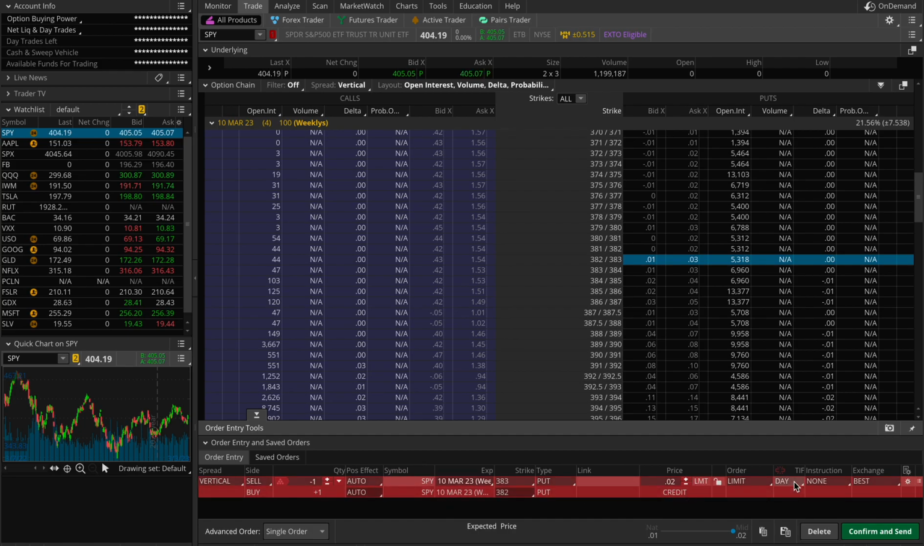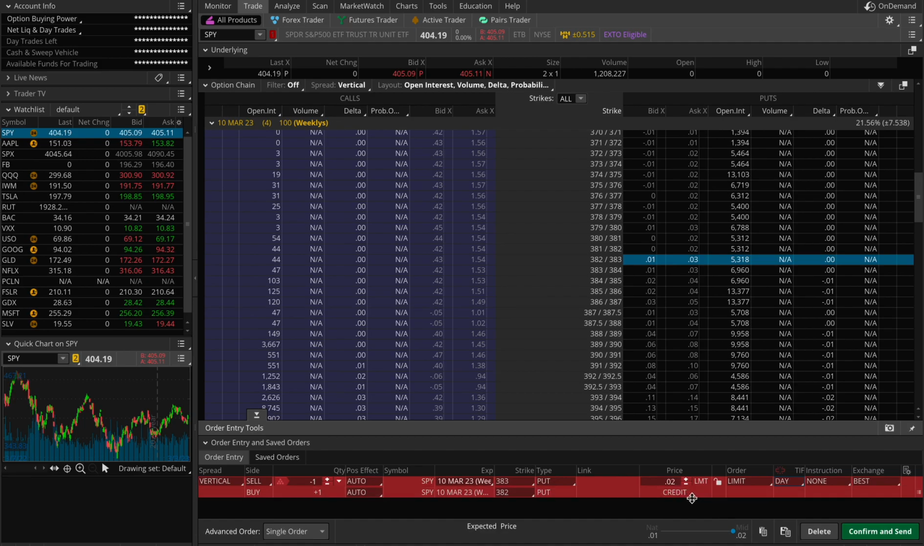If you're placing the order in real time, or during the market hours, you can use day. If you're placing the trade after hours, you can use good till cancel. That is how you place the trade. Again, you want to make sure you collect a minimum of 15 cents of credit, or else the trade will not work out in your favor long term. So that's the best way to do it.